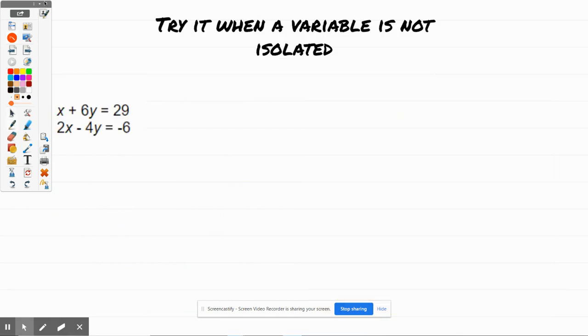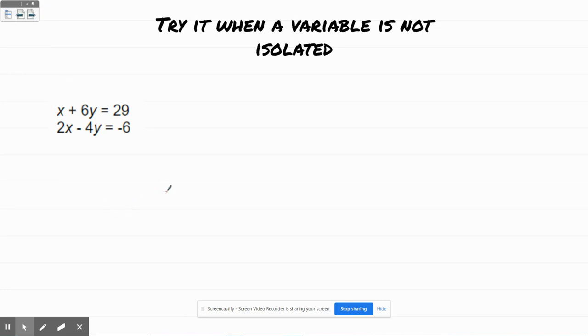Let's try it again. What if a variable is not isolated? Well, if you want me to be completely honest, if a variable is not isolated, I prefer to use elimination. If it was me and I was assigned this problem on a homework problem, I would multiply the whole top by -2 and do elimination because that's my preferred method.